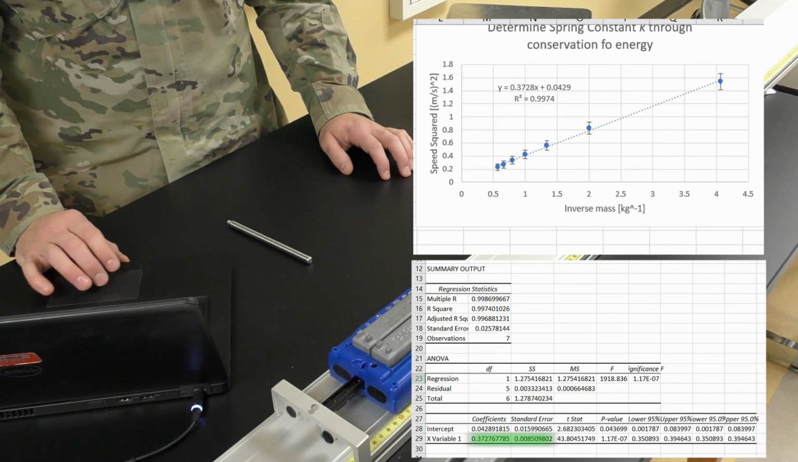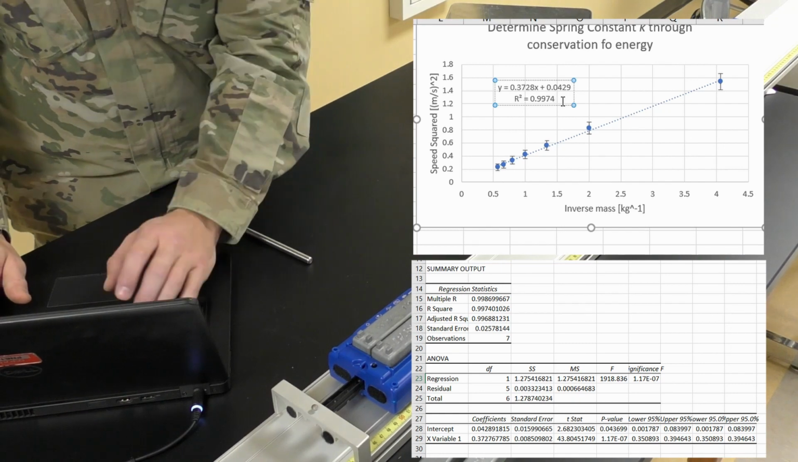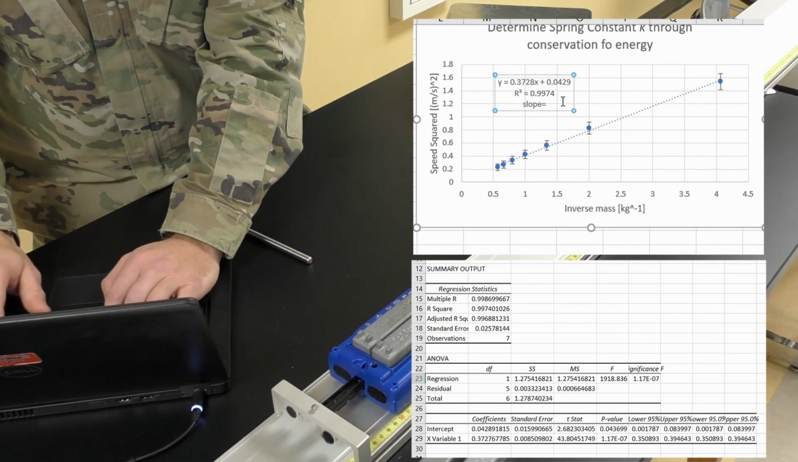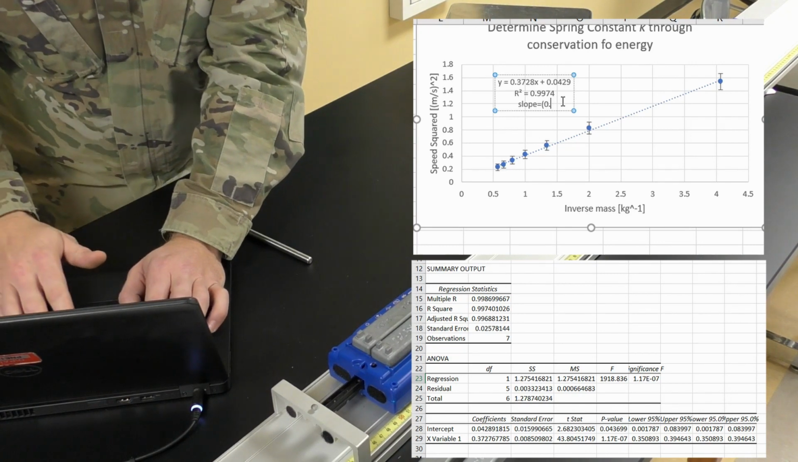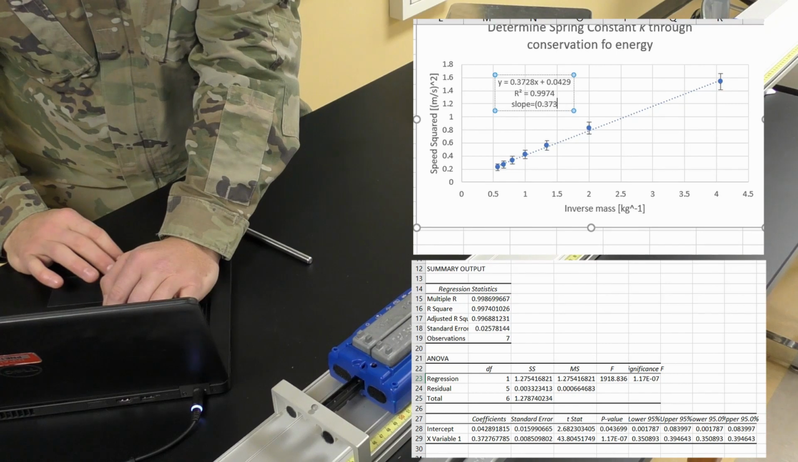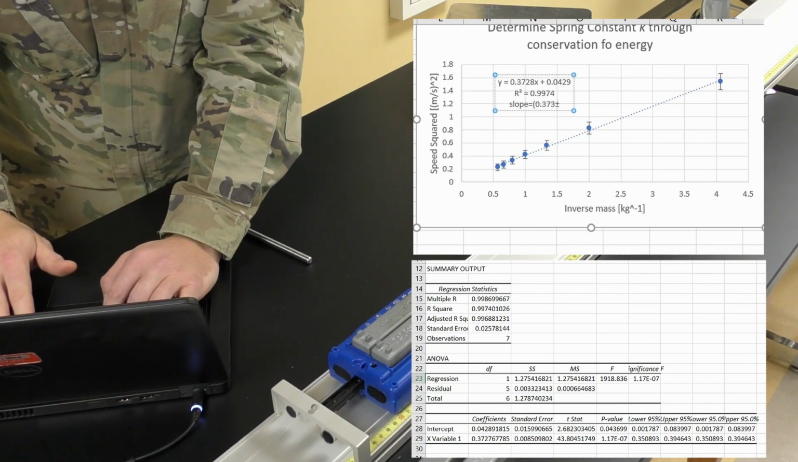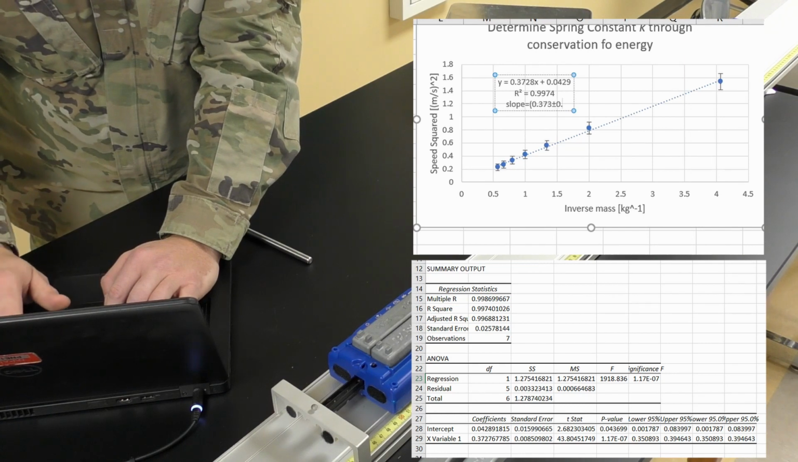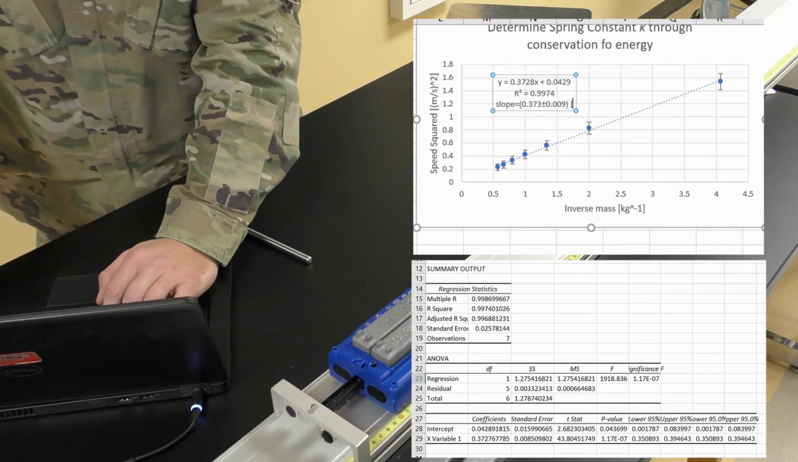So we're going to go ahead and add these to the plot just as it's specified in the SLAM. And that is slope is equal to 0.373. I'm going to add a plus or minus symbol. And my absolute uncertainty is 0.009.